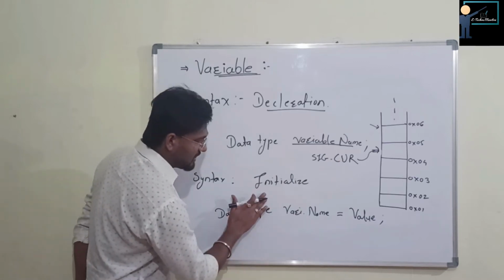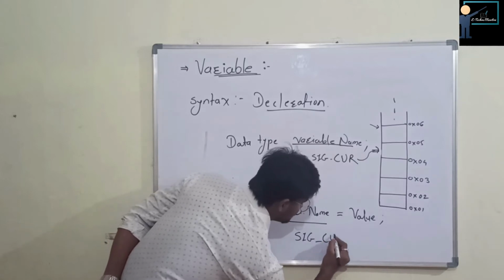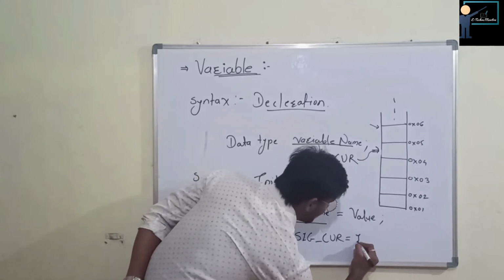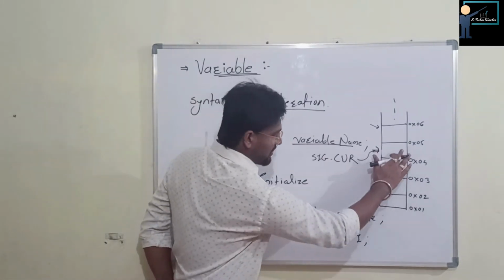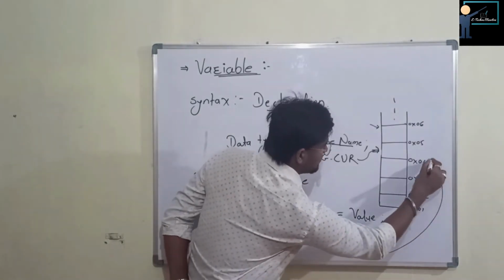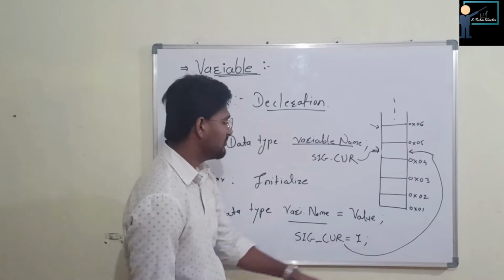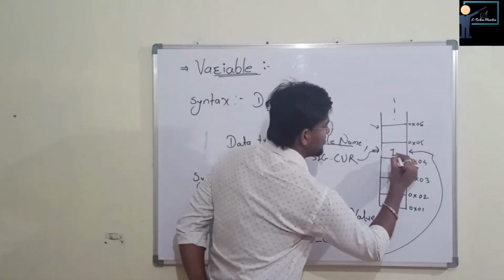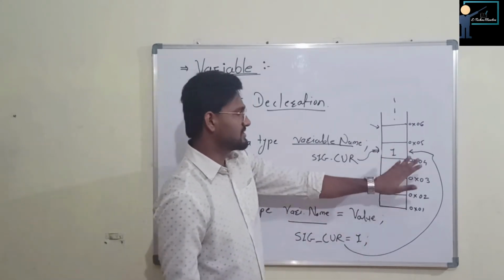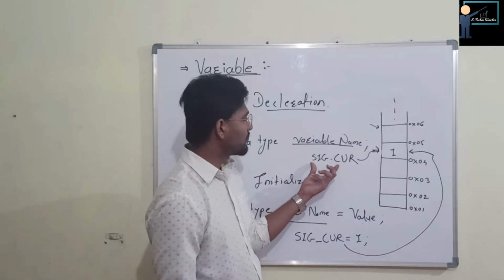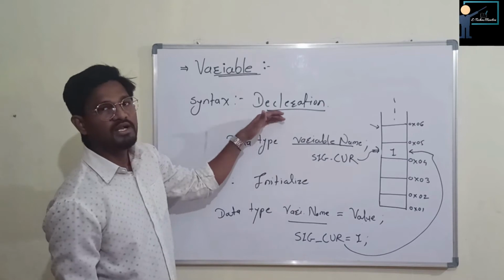But whenever you initialize, if I write signal underscore CUR equal to any value, then first it will map the name with that memory location, say 004, and whenever I initialize a value, this value is directly stored on that memory location automatically. So this is initialization. In declaration, we just provide a name to one particular memory location. This is the difference between initialization and declaration.